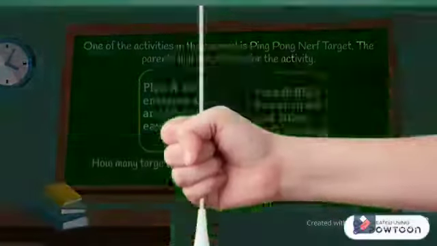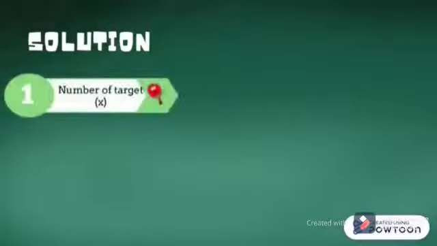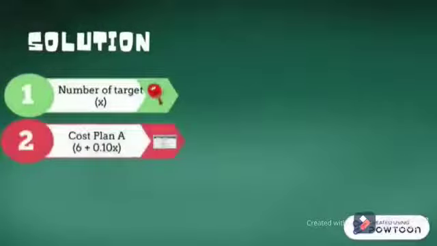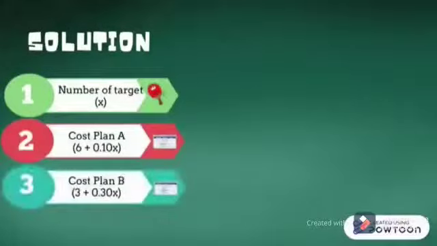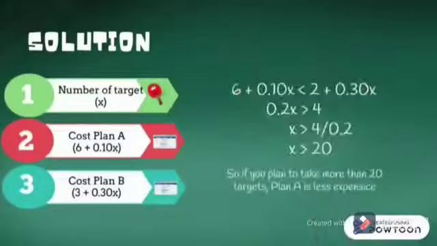So for the solution, the number of targets will be x. Plan A will be on the left side, which is 6 plus 0.10x, which will be less than plan B, which is 3 plus 0.30x. By solving, we will get the answer, which is x more than 20. And from the answer, we can conclude that plan A is less expensive than plan B.